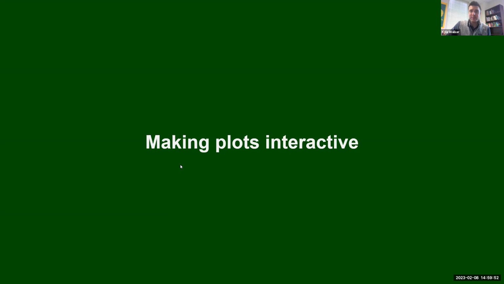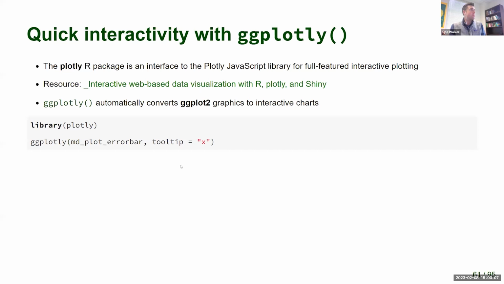Creating interactive plots by hand can be challenging, but there are a number of packages in R that allow you to take your ggplot2 plots and make them interactive with a minimum of code, which is fantastic. One such package is the Plotly R package. There's a book on it that's linked in the slides. I encourage you to take a look at it. It's an interface to the Plotly JavaScript library. There's a function in there called ggplotly that automatically and intelligently converts your ggplot2 graphics to interactive plots.